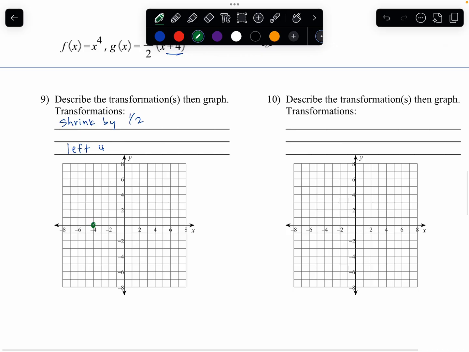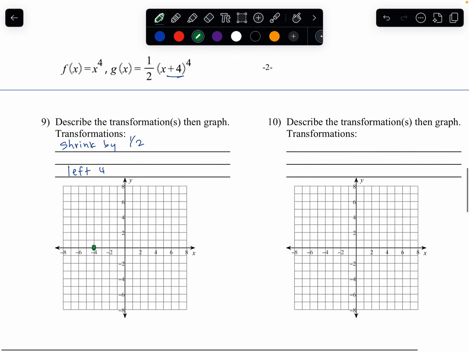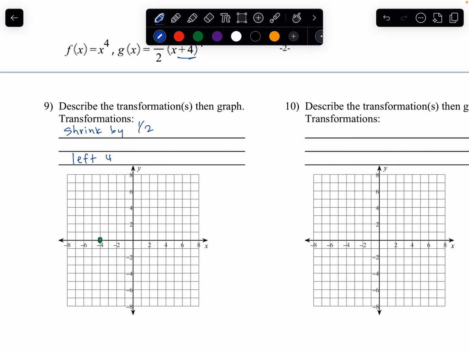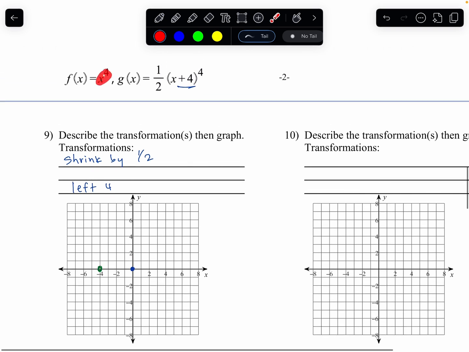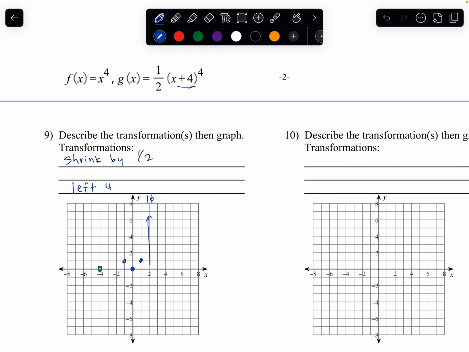And then, honestly, if you want to graph it, you can make a table in your calculator. Let me just really quickly graph the parent function. That always helps me. So the parent function is going to have a vertex at 0. If I plug in 1 or -1, it's going to give an output of 1. And then if I plug in 2, 2 to the 4th is 16. So all the way up there at 16 is going to be my next point.